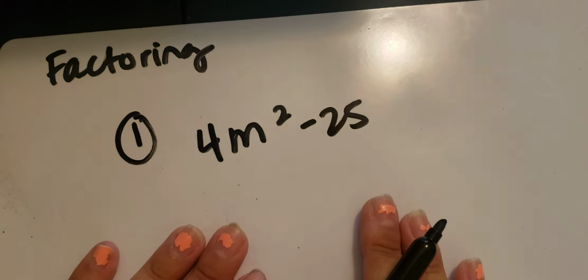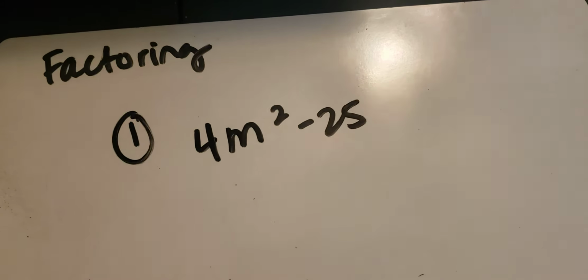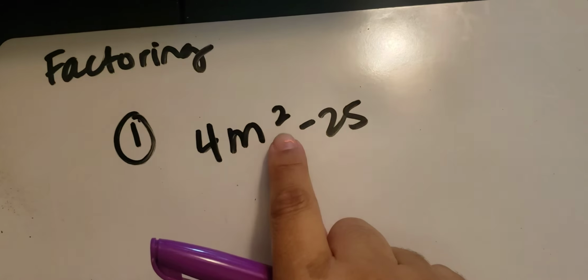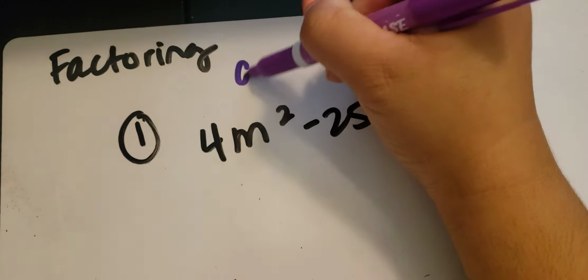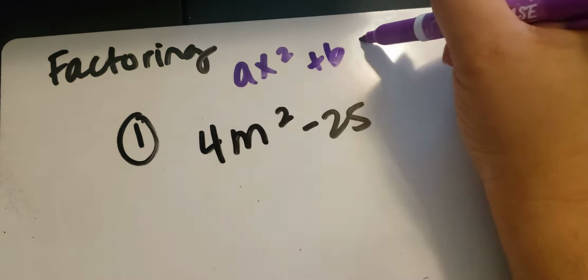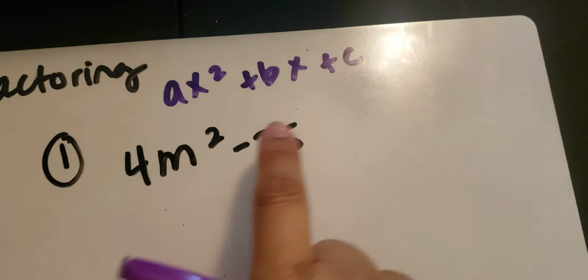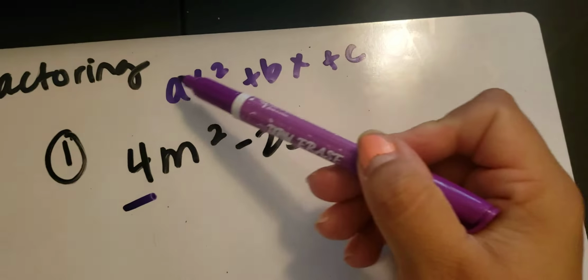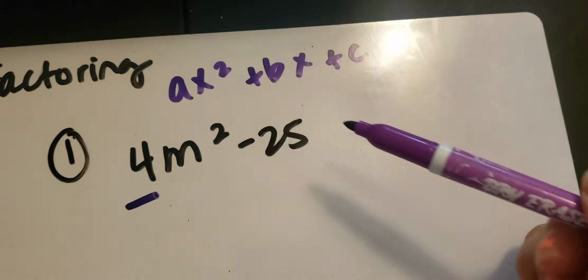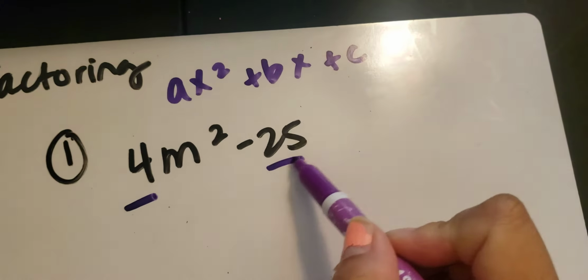So similar to what we did yesterday. If you look, we have 4m squared minus 25. It's still quadratic, because it's got a square, an exponent of 2. So let me put it this way: ax squared plus bx plus c. If I compare it to this, a is 4, because that's our term with the square, and 25 is our c, that's our constant.